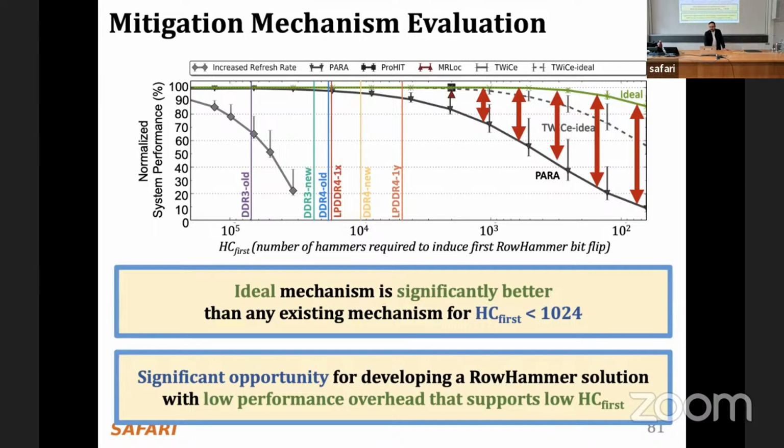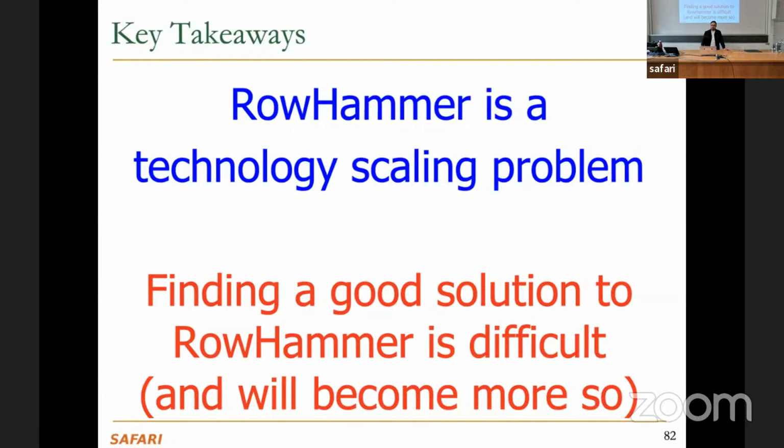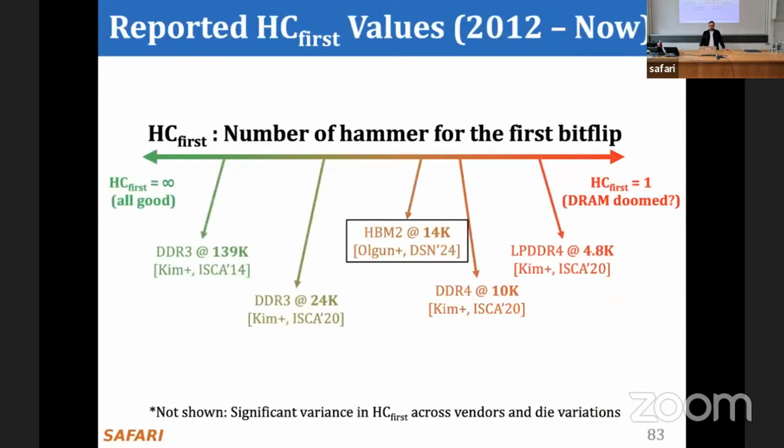And there is a significant gap between the best mechanism we have and the ideal mechanism. So it also shows significant opportunity that we partially seized later on, and we have better mechanisms now that fall in between. So RowHammer is a technology scaling problem, as we show with experimental characterization data in this 2020 paper. And finding a good solution to RowHammer is difficult, and it will be even more difficult going forward.